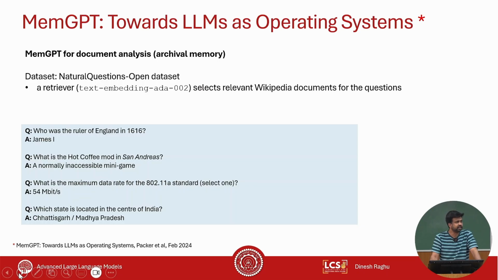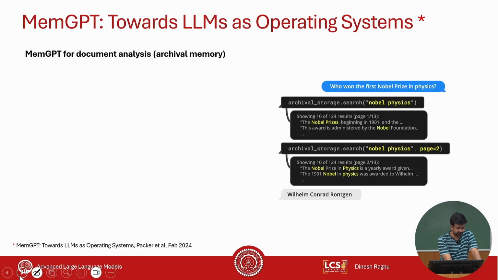It's a data set that's grounded on Wikipedia. It has questions of this type: who was the ruler of England in 1616? What is the hot coffee mod in San Andreas? And all this information is present in Wikipedia. So they have Wikipedia pages available in the archival store, and then they see how it affects the performance.